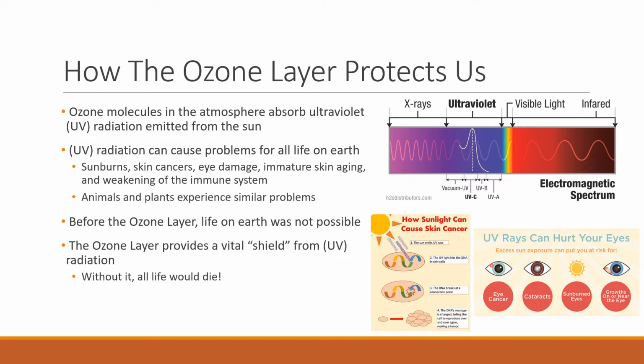And these problems aren't just limited to humans. Animals and plants are also negatively affected by UV light exposure, very similarly to humans. Before the formation of the ozone layer, life was not even possible on Earth. But thanks to the ozone layer, we can freely go outside and have that protection from the UV light. Without it, all life on Earth would actually just die.